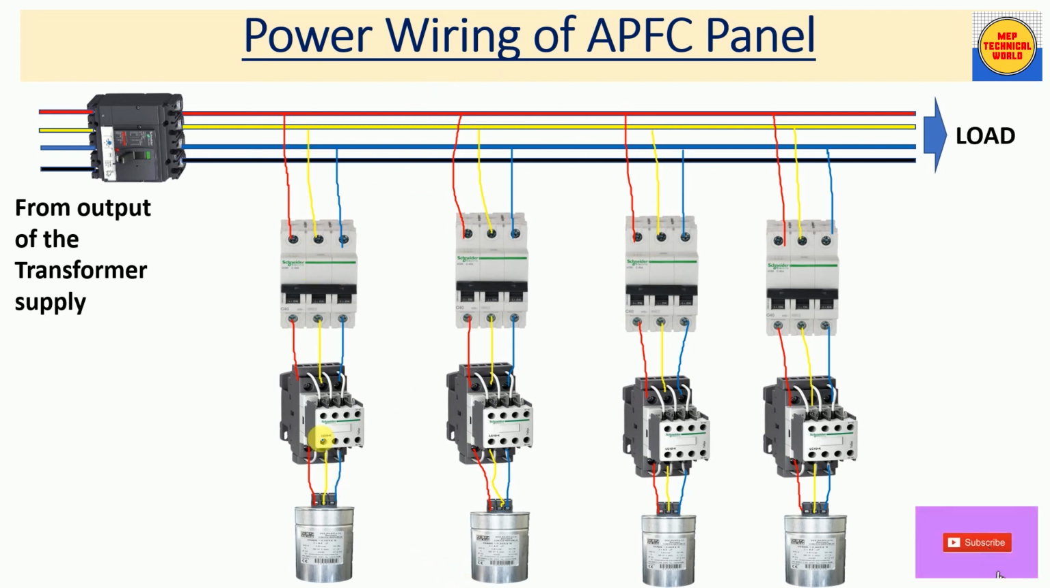Similarly, if the power factor is in leading condition, at that time the APFC relay will give the command to the contactor and it disconnects the capacitor banks as per the leading power value. So in this way we have completed power wiring of APFC panel. In the next video we'll learn about control wiring of the APFC panel.